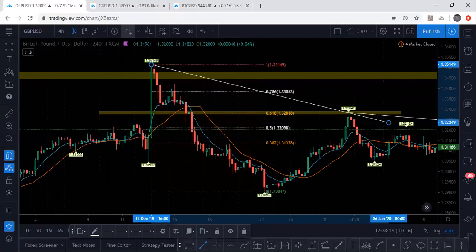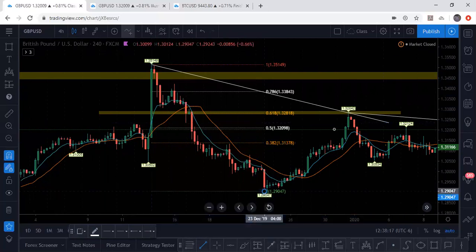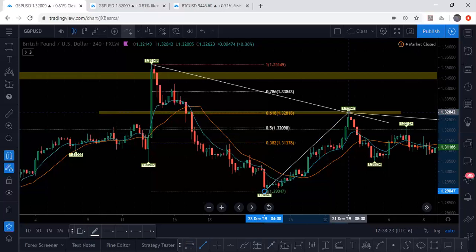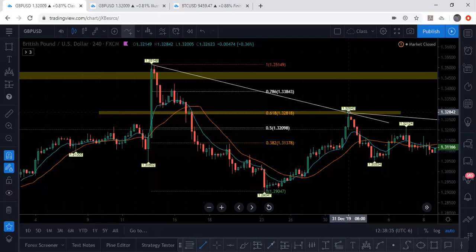You would have cut this entire move between 23rd of December up until 31st of January. So in a week, you would have made yourself over 300 pips in about 5 days, just off trend line, Fibonacci, pivots, point high low, and getting a zone.